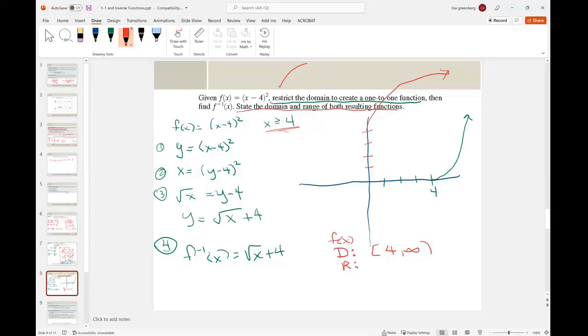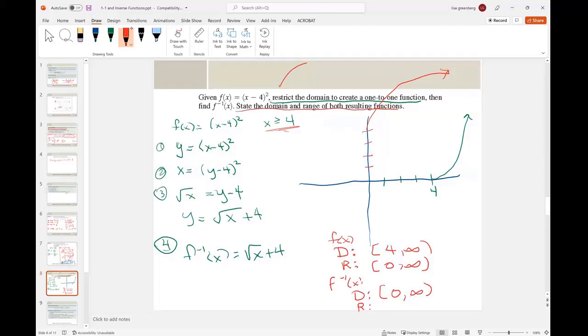Yep. Okay, good. What would be the range of that function? 0 to infinity. Perfect, 0 to infinity. Now let's look at the inverse function. What's the domain of the inverse function? 0 to infinity. Good, and what's my range? 4 to infinity. Right. You should be able to notice here that they're switched. The domain of one is the range of the other.